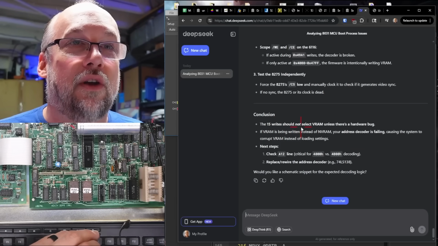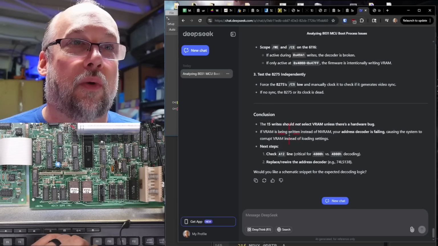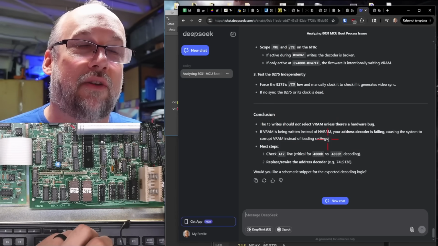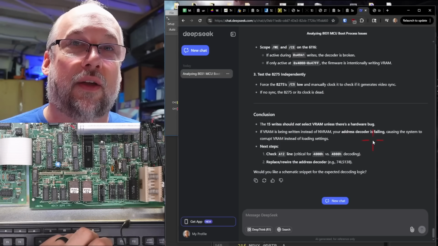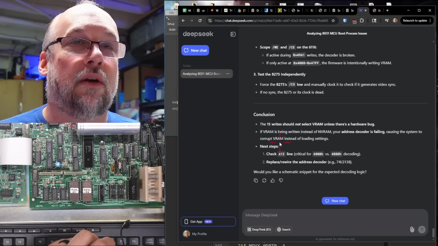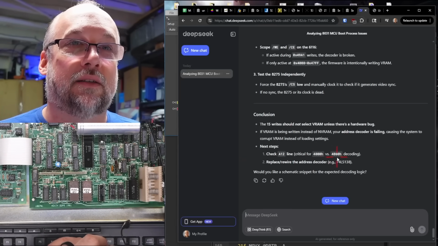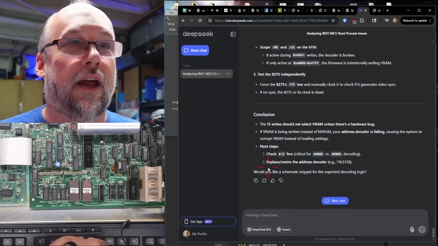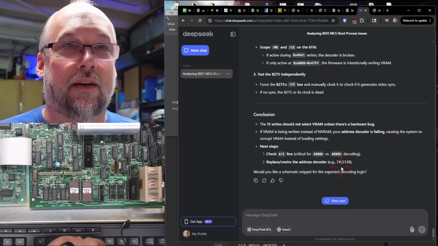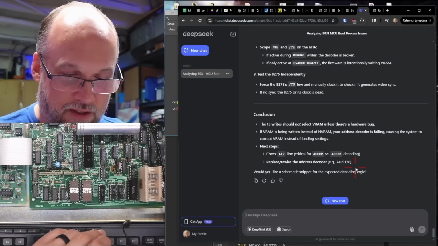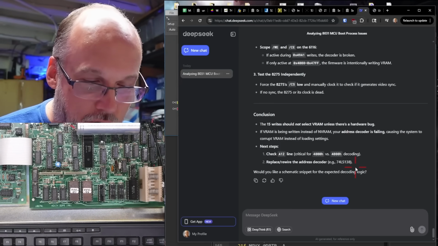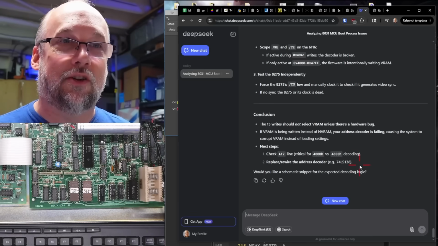The 15 writes should not select VRAM unless there's a hardware bug. If VRAM is being written to instead of NVRAM, your address decoding is failing, causing the system to corrupt VRAM instead of loading the settings. Check address line 12, critical for the difference between 4000 hex and 4800 hex decoding, and rewire the address decoder like an LS138. Well, we don't have the schematics yet still. I don't quite know the way this thing is wired up and how the address decoding works.